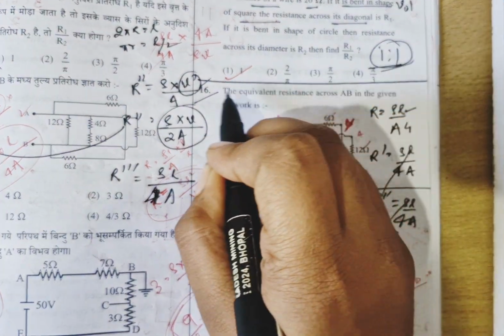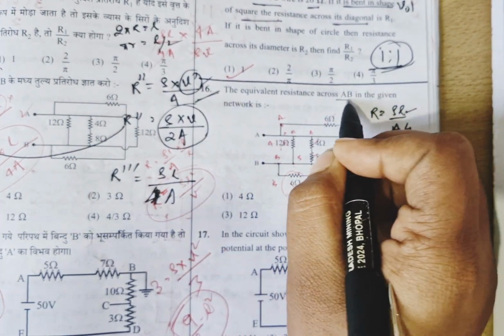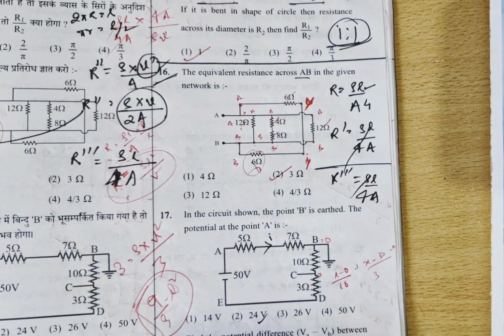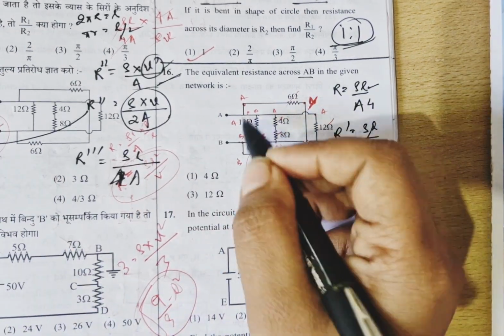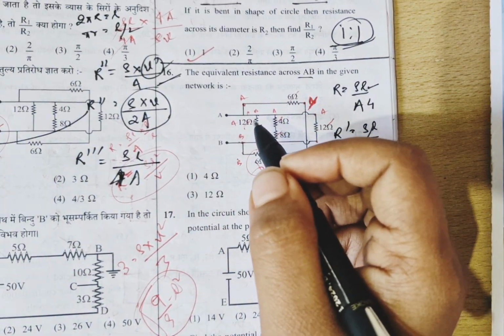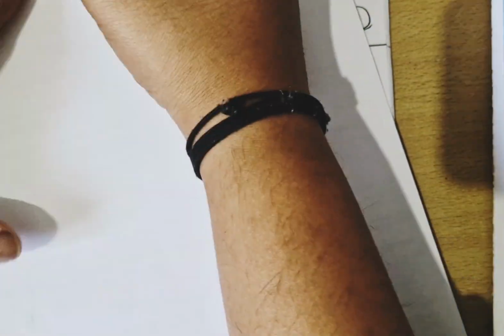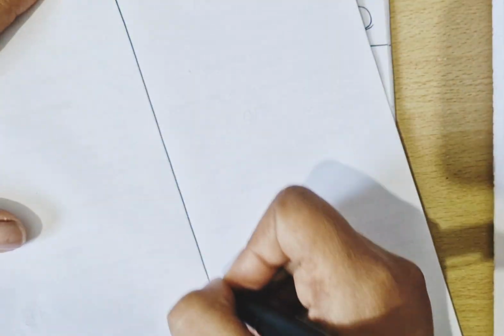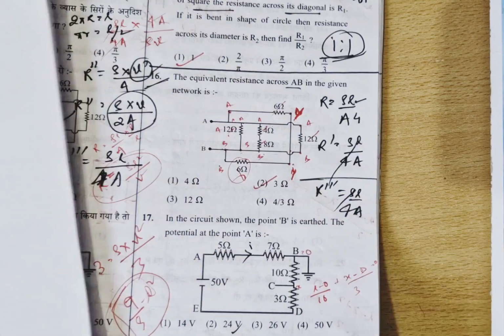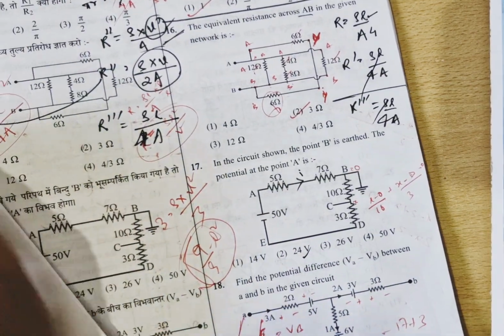Here in question number 16, the equivalent resistance across AB has been asked. So you need to solve this circuit. I have kept this paper with me, so I'll be solving here. This is much cleaner, so you'll get a better understanding.